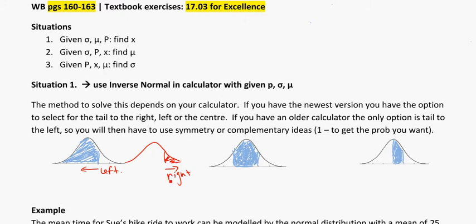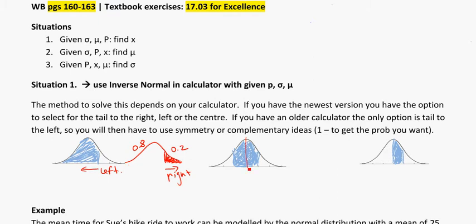For the older calculators you would have to figure out, for instance, if the probability of this was 0.2, the probability of the other side would be 0.8, and you would use 0.8 and left on your calculator. So if you have a new calculator, you'd use right and 0.2. If you have an older calculator, you'd use left and 0.8, and then do a 1 minus to figure out what you're looking for over here. Because remember, the total probability under the curve is 1.